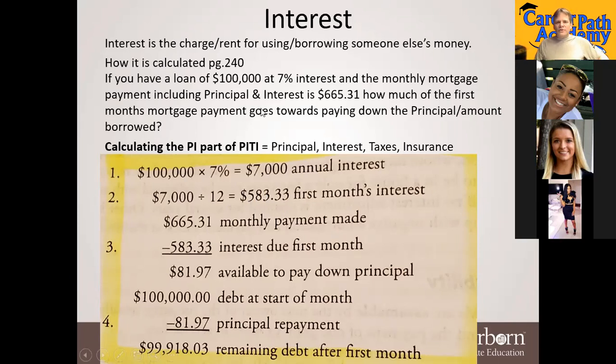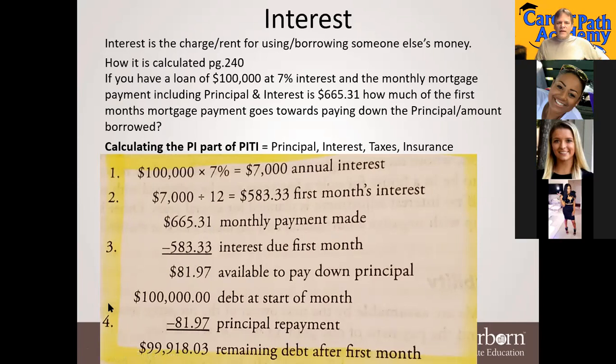Now, if the lender told you that your monthly mortgage payment is $665.31, how much of that goes towards principal, paying down the amount you borrowed? We just calculated the interest is $583.33 on that loan. Subtract $583.33 from your total monthly mortgage payment of $665.31, and only $81.97 went to pay back what you borrowed on a $100,000 loan.